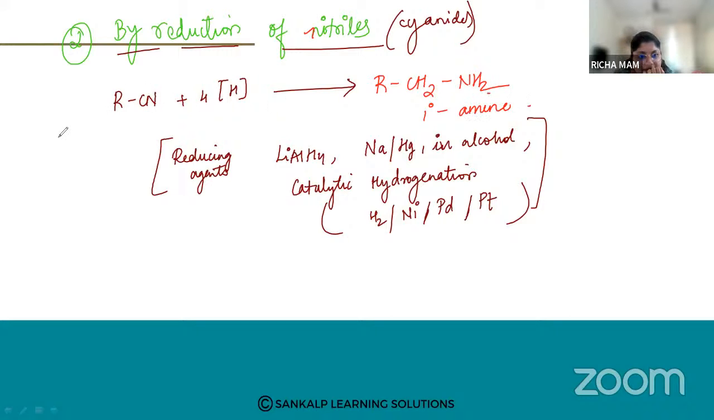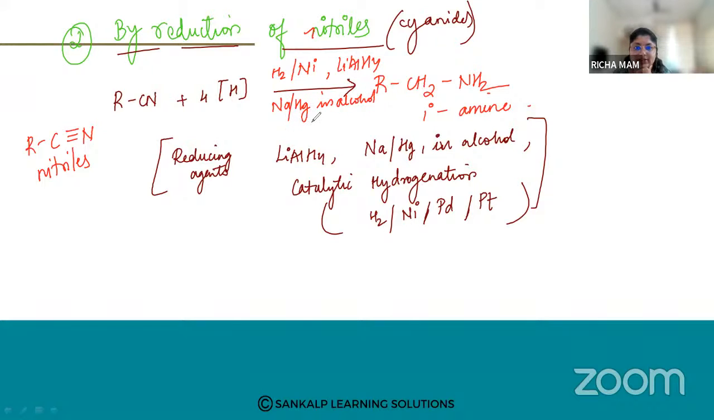You are going to get a primary amine. Nitriles consist of a triple bond, so from nitriles we are going to get a primary amine. So we can use H2 with nickel, or lithium aluminum hydride, or sodium amalgam in alcohol. These are the reagents which we can use. So let us see the example.